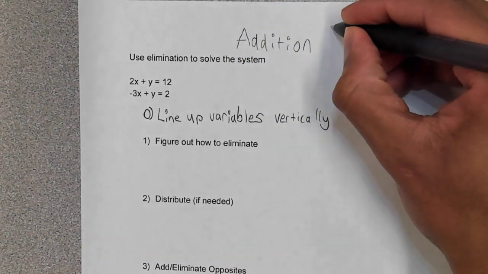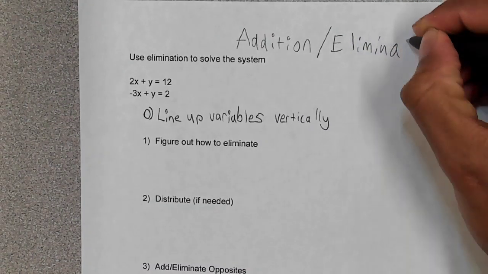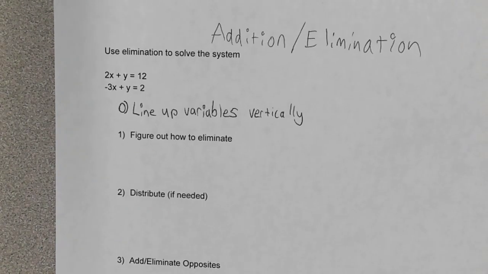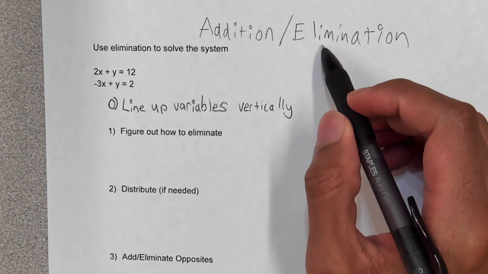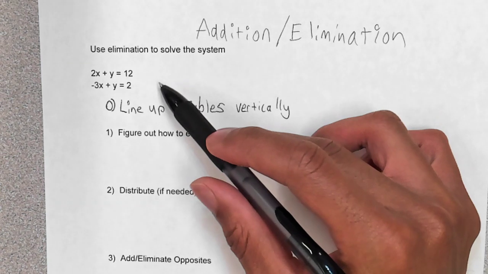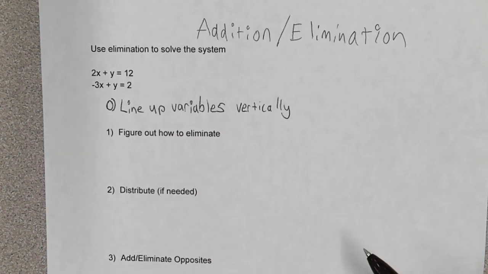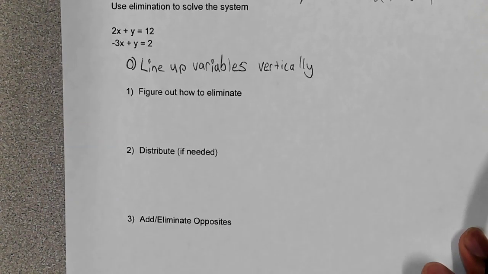addition / elimination. Our third method that will go along with graphing and with substitution. So addition / elimination, we're basically going to line them up and add them. That's our overall strategy here. So we're using elimination to solve systems of linear equations.